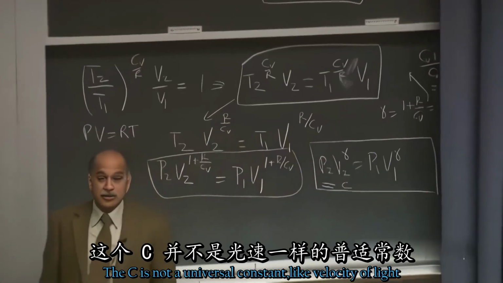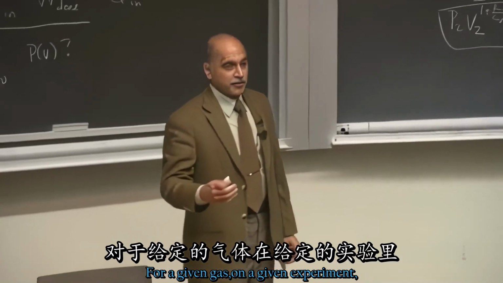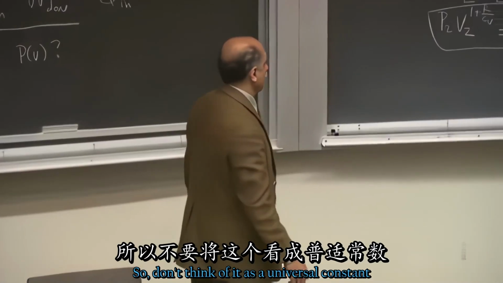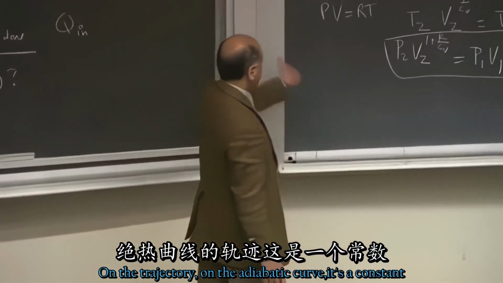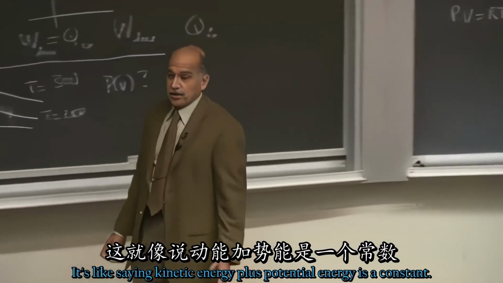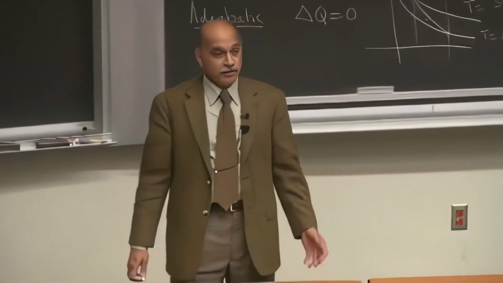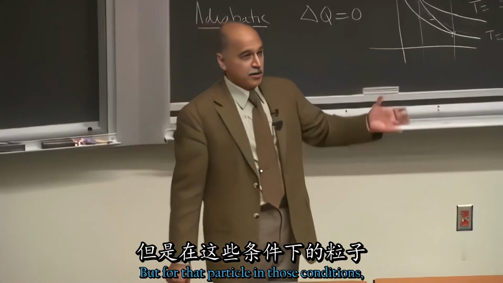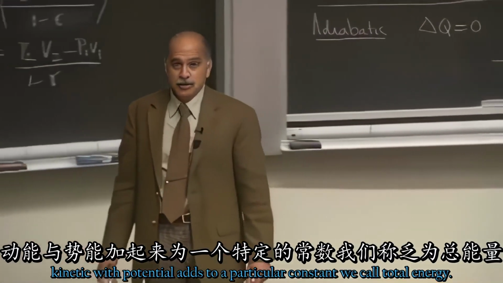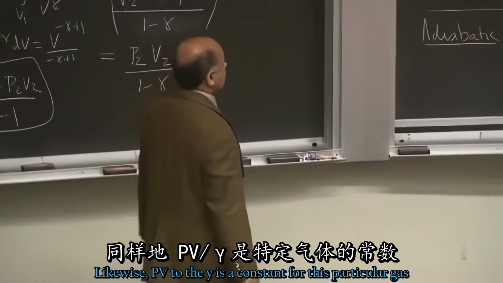The C is not a universal constant like the velocity of light. For a given gas in a given experiment, it does not change as it goes through adiabatic expansion. So don't think of it as a universal constant. On that trajectory, on that adiabatic curve, it's a constant. It's like saying kinetic energy plus potential energy is a constant. It's not a constant you can look up in a book. It depends on what your particle is doing. But for that particle, in those conditions, kinetic plus potential adds to a particular constant we call the total energy. Likewise, PV to the gamma is a constant for this particular gas.